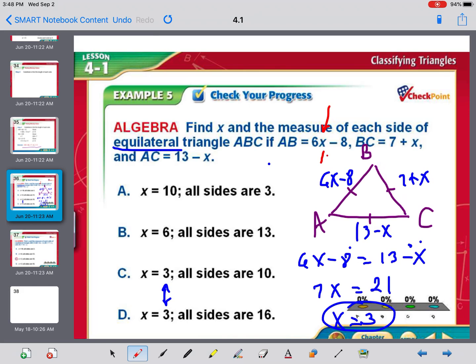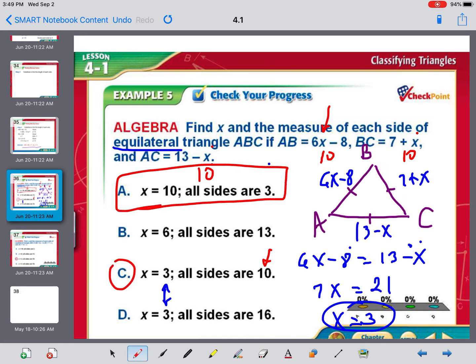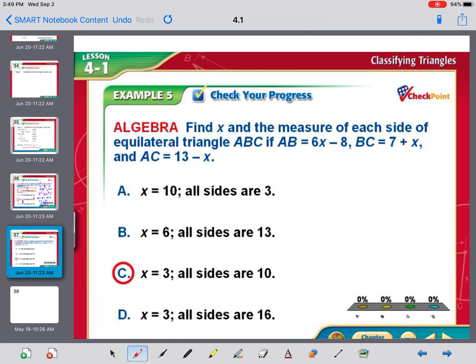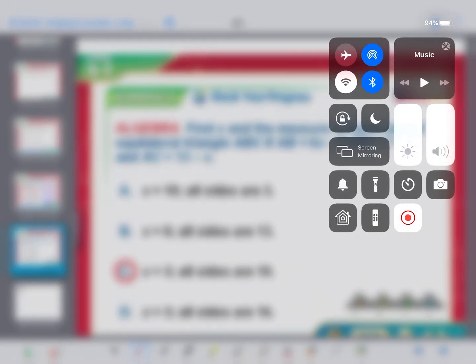But then he asked me to find the measure of each side. So when I put the 3 in here, I get 18 minus 8, which is 10. When I put the 3 in here, I get 7 plus 3, which is 10. When I put the 3 in here, I get 13 minus 3, which is 10. So all sides are 10. Answer is C. You got to watch the way they write these answers. They'll trick you. A is not the answer. C is the answer.